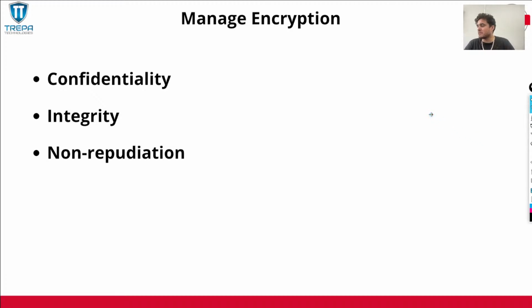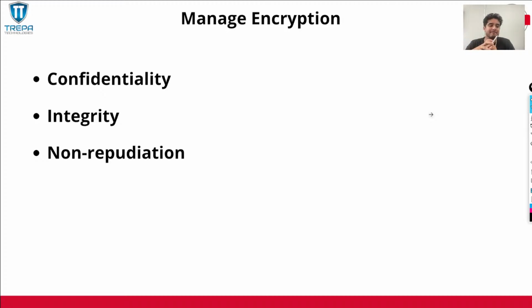Manage encryption. When we are deploying encryption to our data at rest, our data in transit, or even our data in use, encryption is going to give us confidentiality. So that's number one: encryption will give us confidentiality. It turns our plain text into ciphertext.